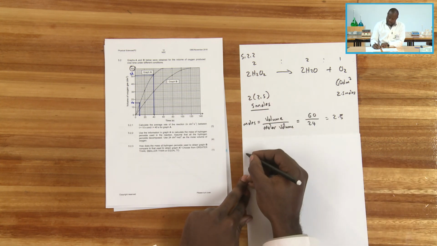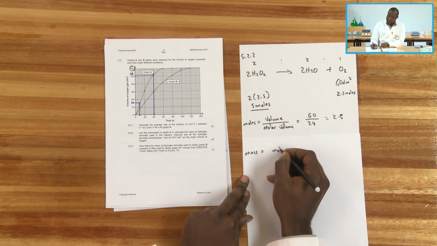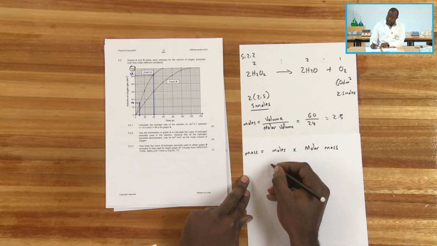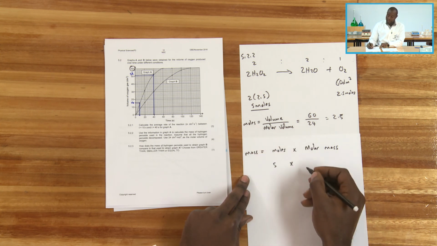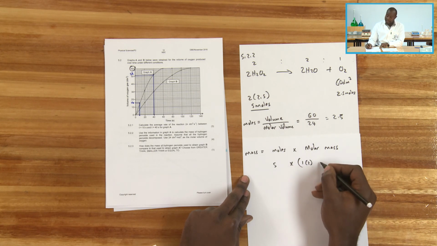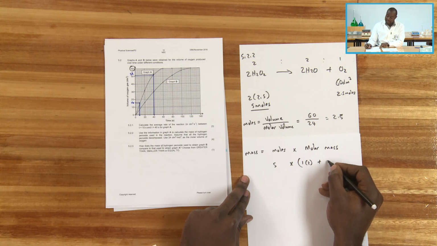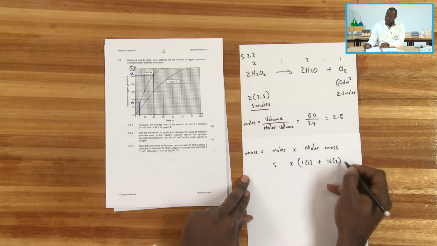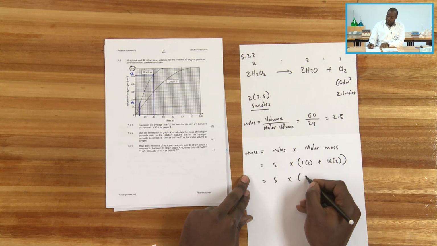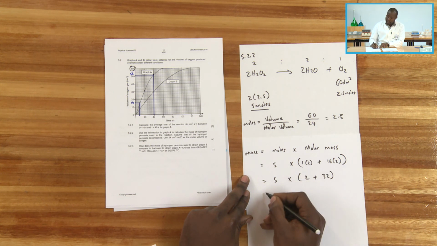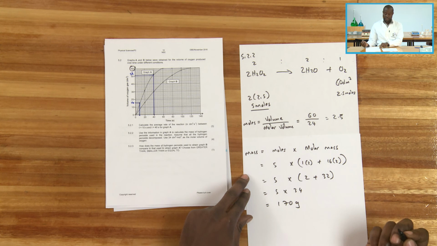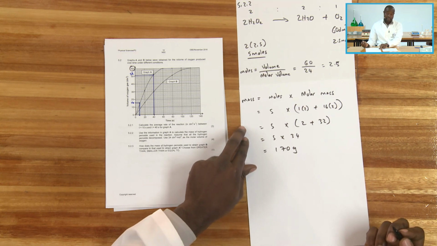So our formula for doing that says that mass is equal to moles times molar mass. And our moles is 5 moles. And our molar mass for hydrogen peroxide, we have got the mass for hydrogen is 1, but we have 2 hydrogens, plus the mass for oxygen. Molar mass for oxygen is 16, but we have 2 of those. So we're going to get 5 times 2 plus 32. Therefore, 5 times 34, and we are going to get 170 grams. So the mass of hydrogen peroxide is going to be 170 grams.